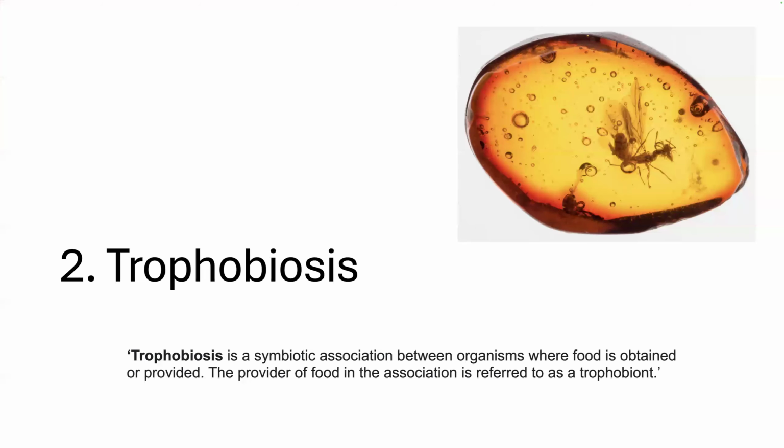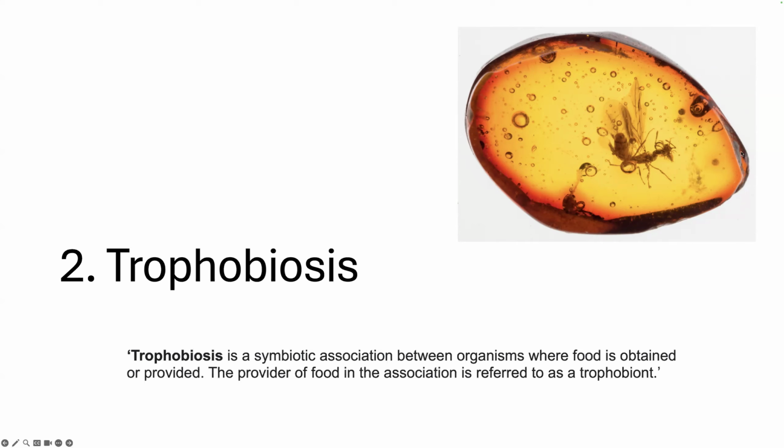So first story here is trophobiosis. So it's a symbiotic relationship between organisms where one of them obtains food from the other one. And the one that provides the food is called the trophobiont. And the food in this case is honeydew.